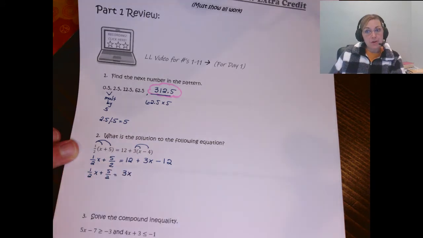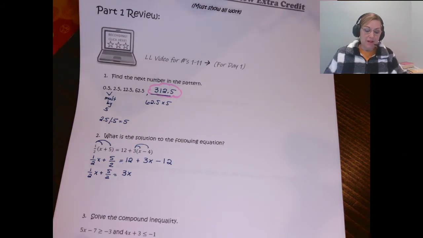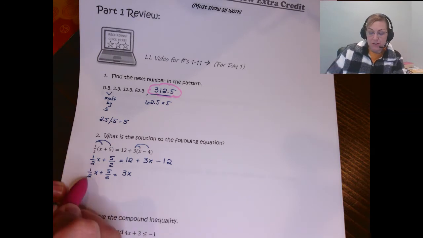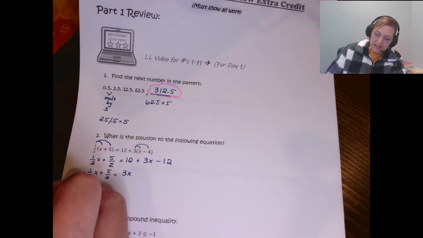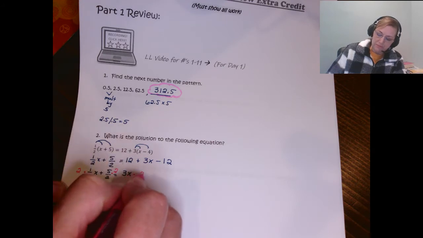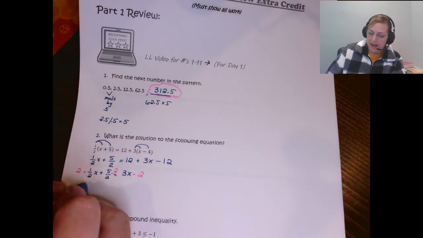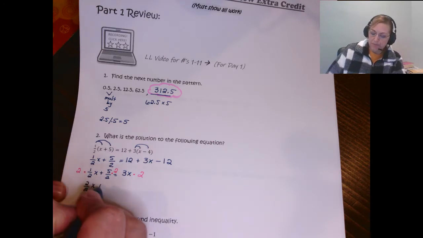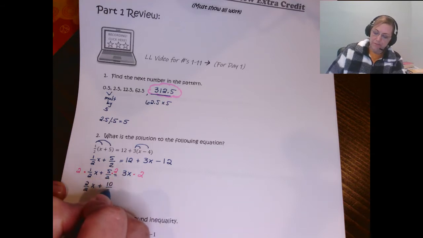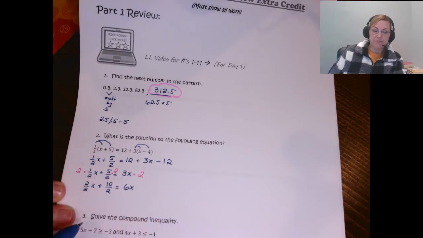Now, I don't know about you, but I don't really like those fractions. So I'm going to get rid of them. And the way I get rid of them is, notice how they both have a denominator of 2. So I'm going to multiply each fraction, or each term, by 2. So 2 times 1/2 becomes 2 over 2. 5 halves times 2 becomes 10 over 2. And 3x times 2 is 6x.